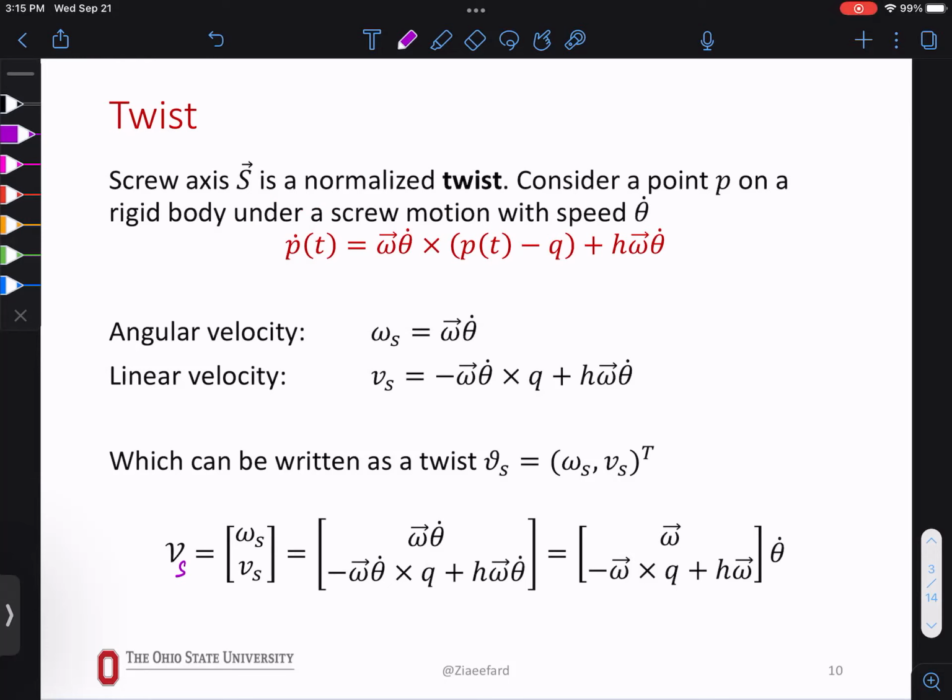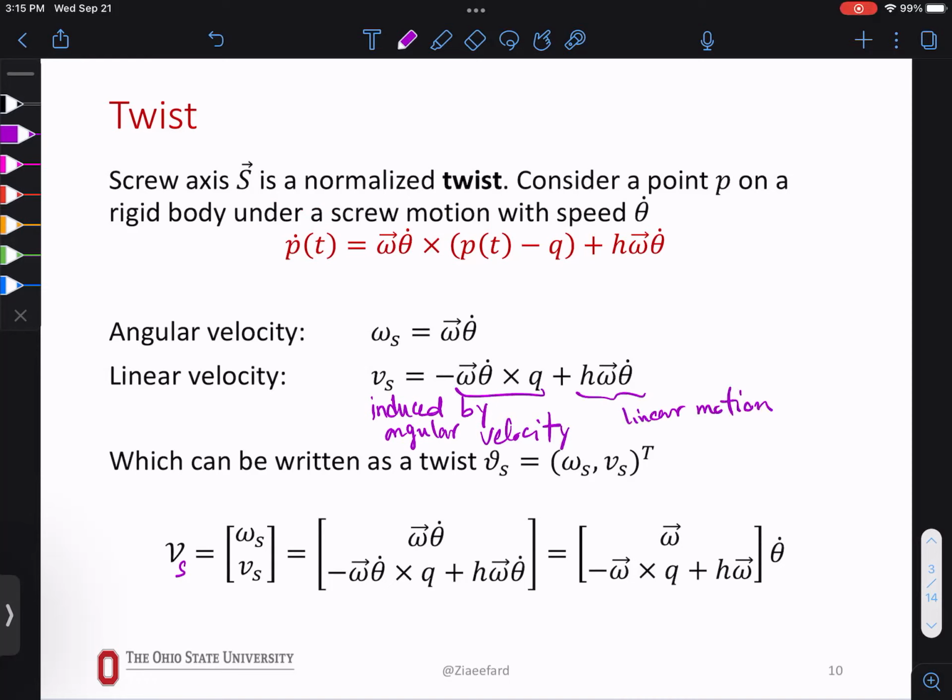So that would be your twist. Again, just to remind you, this is induced by angular velocity, and this is your linear motion.